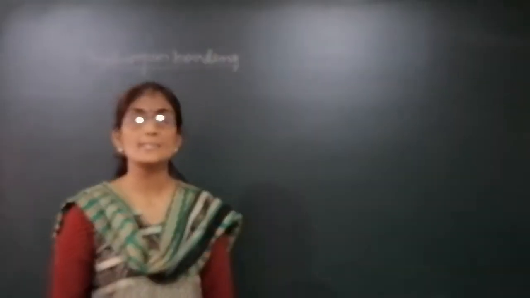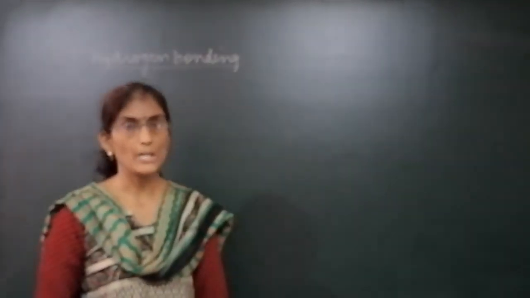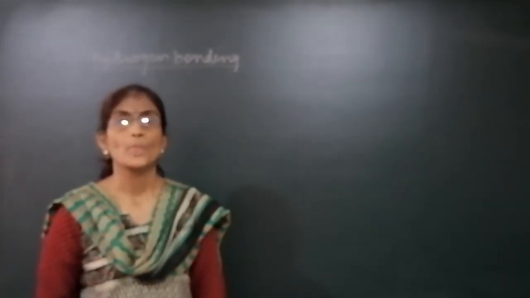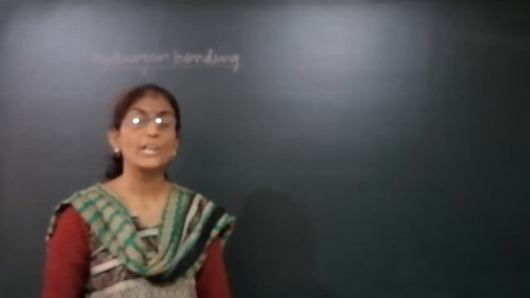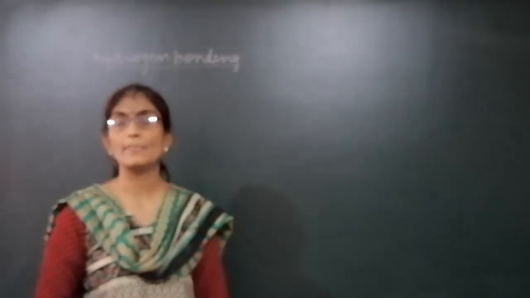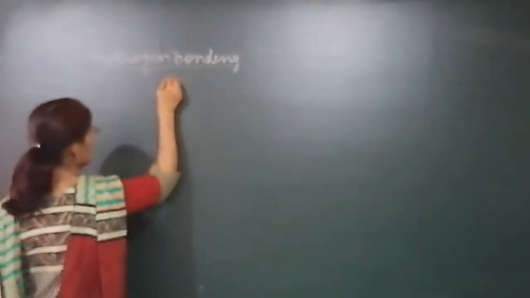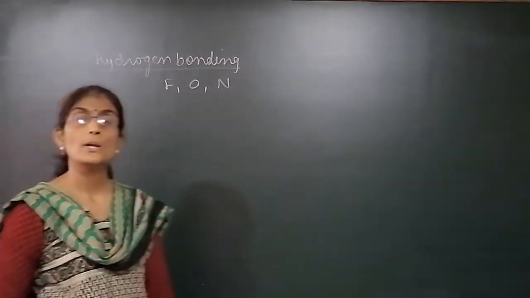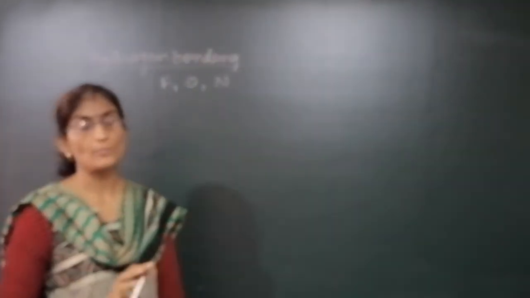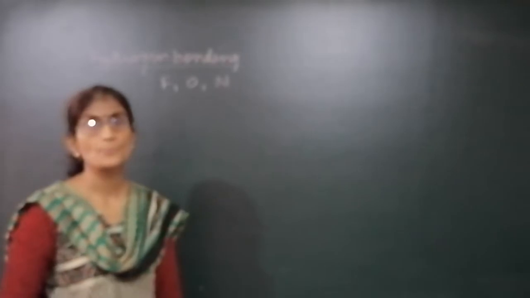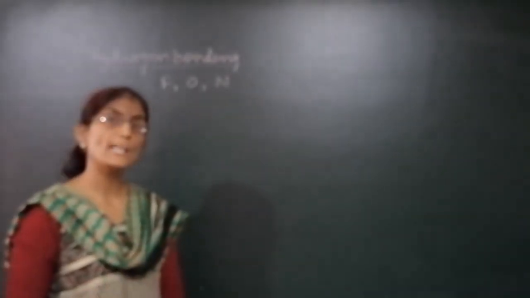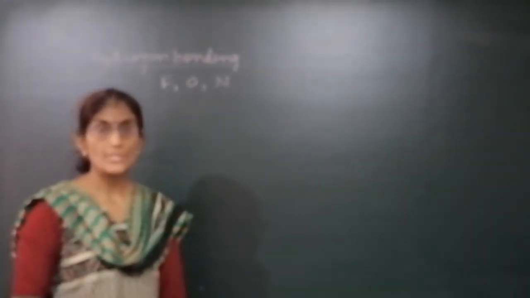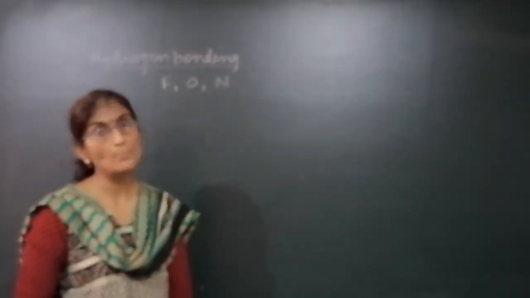Hydrogen bond is a type of intermolecular attraction, and three most electronegative elements, fluorine, oxygen and nitrogen, form intermolecular hydrogen bonds. That means molecules having one of the atoms fluorine or oxygen or nitrogen are able to form intermolecular hydrogen bond.